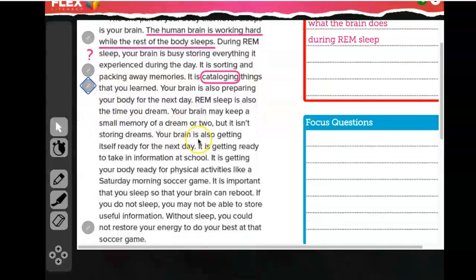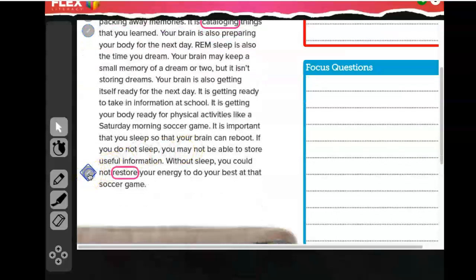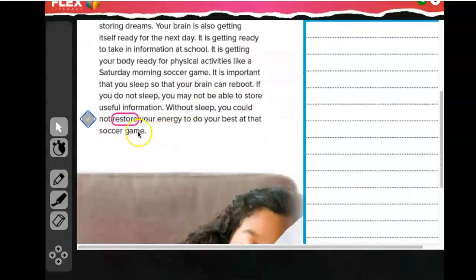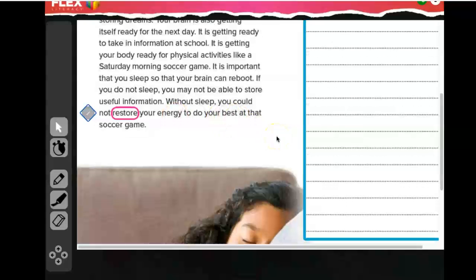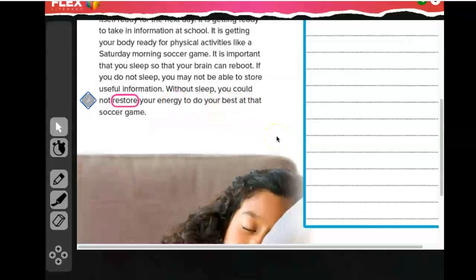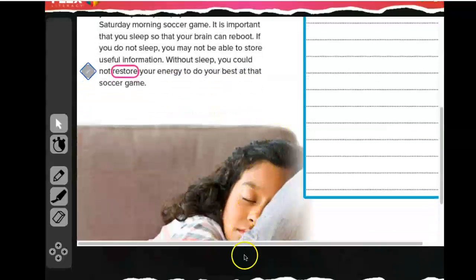I'm also circling the word cataloging. When we catalog things, that's an important distinction to make. When we catalog things, we're not just putting them away, right? To catalog things means putting them away in an organized system where they can all be found later. I think about a library shelf, cataloging something. And then down at the bottom of the page, I'm going to circle the word restore as well. "Without sleep, you could not restore your energy to do your best at that soccer game." Restoring something is putting it back, right? Putting it back, getting it back.